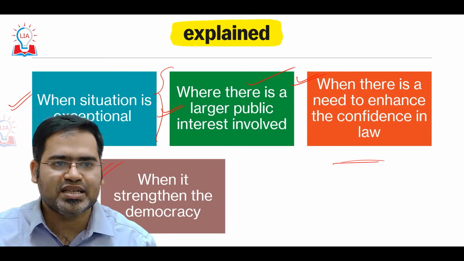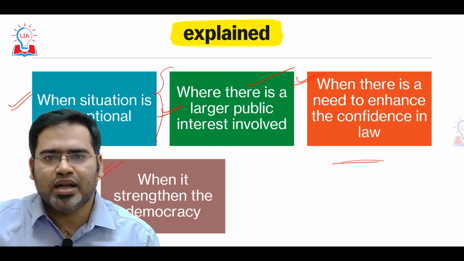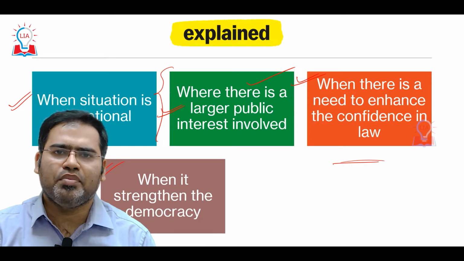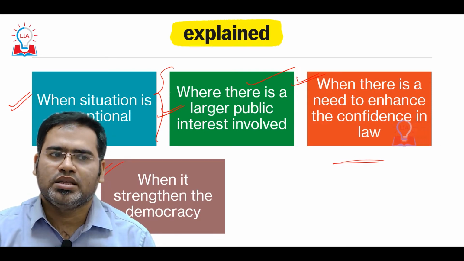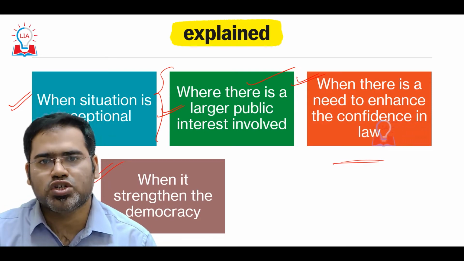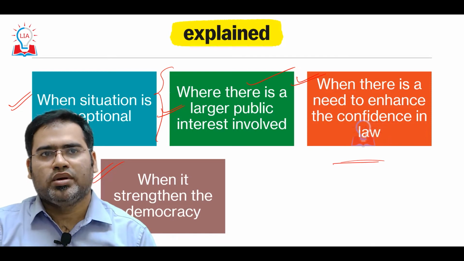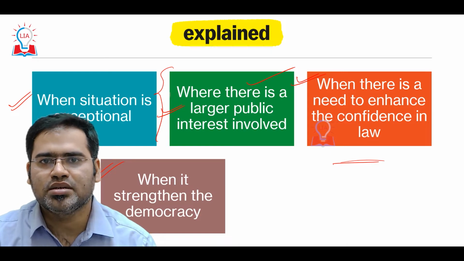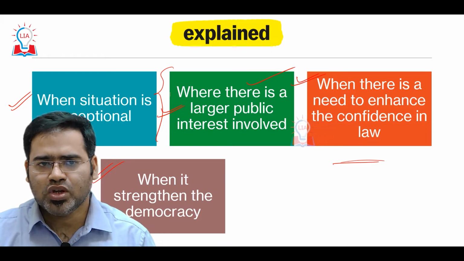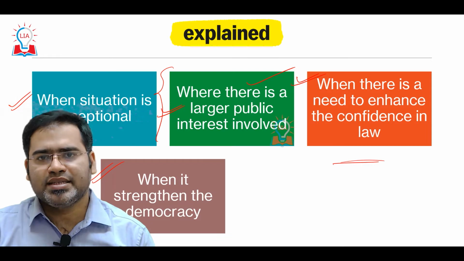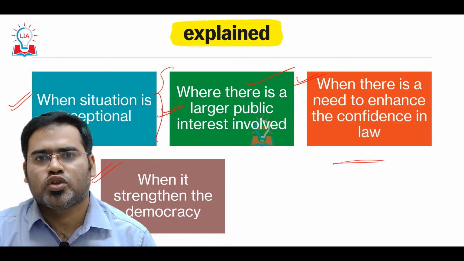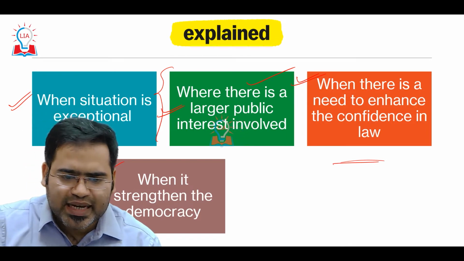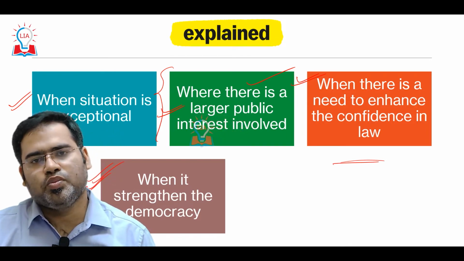Same, for example, when there is a need to strengthen the democracy. For example, elections are there. So with the help of Article 142, the Supreme Court can pass some orders so that the trust in the democracy can be restored, like to get rid of the criminalization of politics, politicization of the criminals, or for example, to conduct the cases that involve politicians through fast track court cases. So these things have been done by the Supreme Court here.